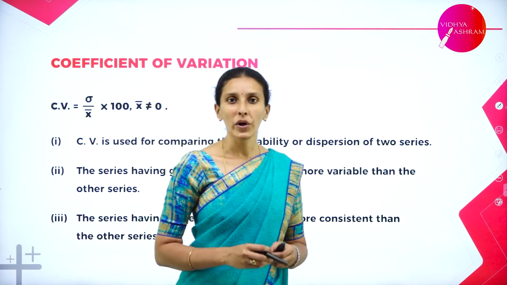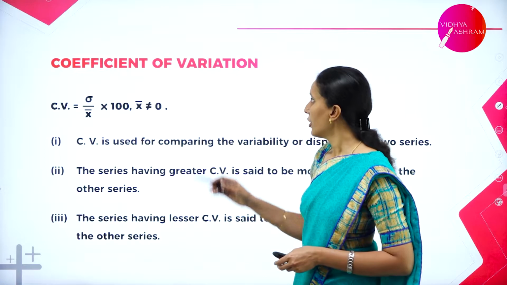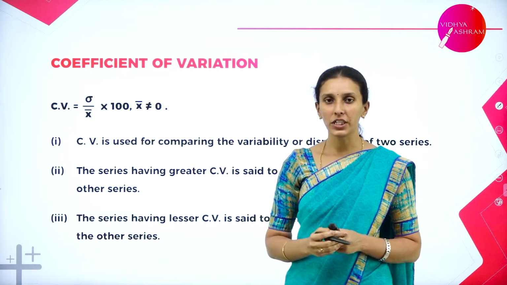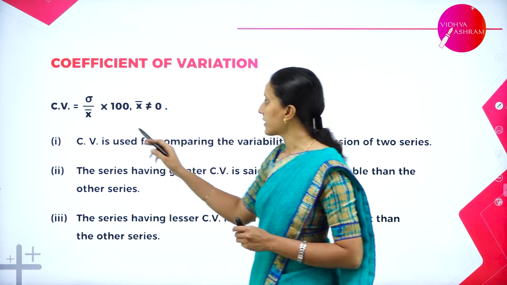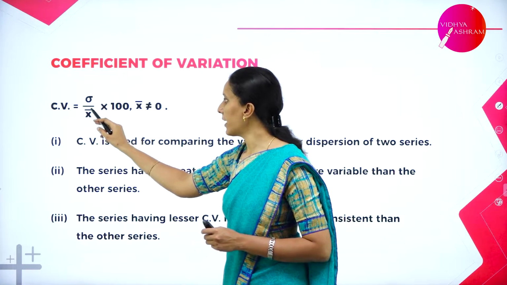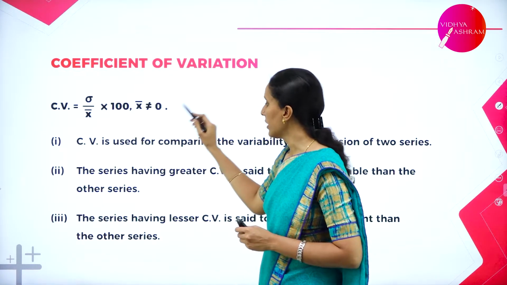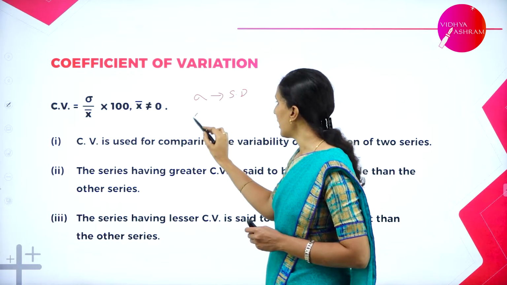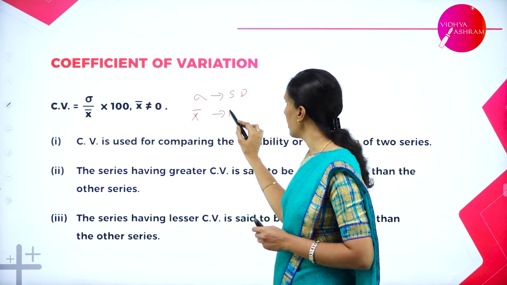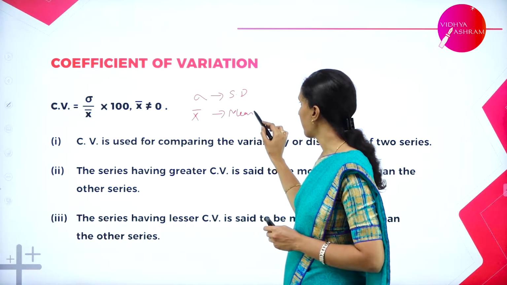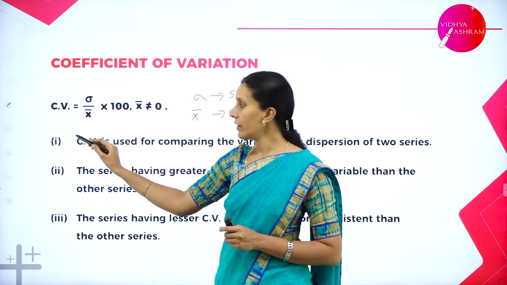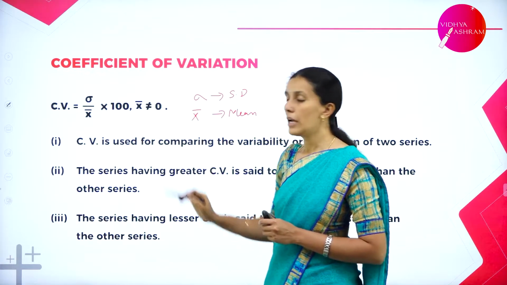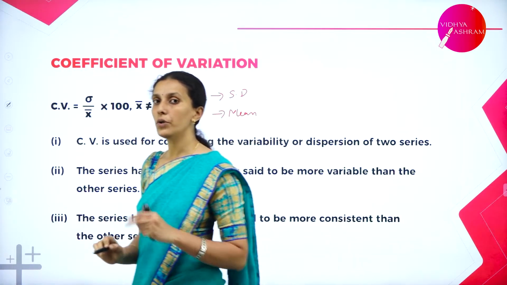Next is the coefficient of variation. The coefficient of variation is nothing but CV. It is given by the formula sigma divided by x bar into 100. Here sigma denotes the standard deviation and x bar denotes the mean of the observations. So to calculate CV, we can use this formula. Here the mean cannot be equal to 0.